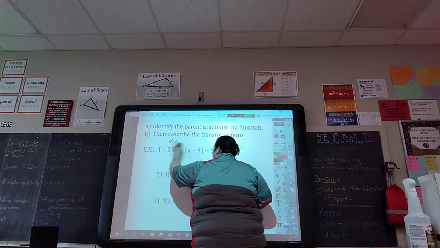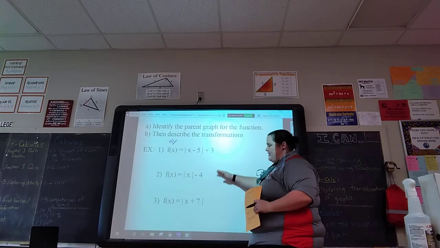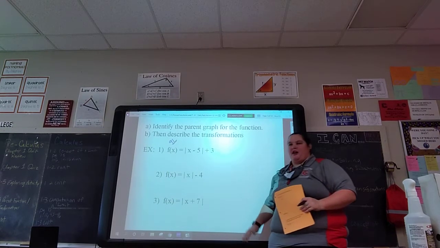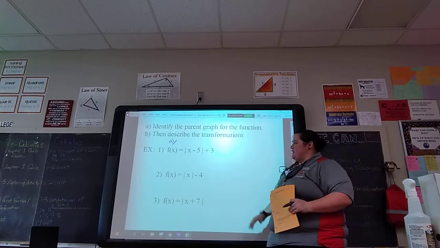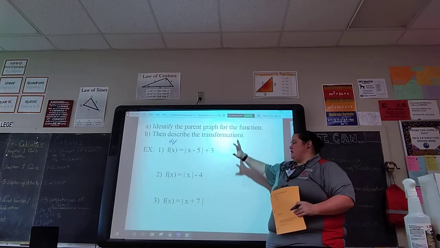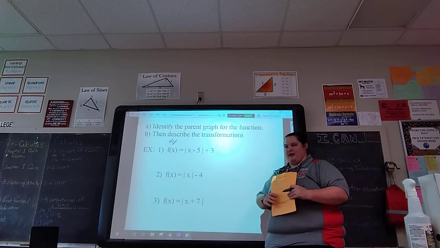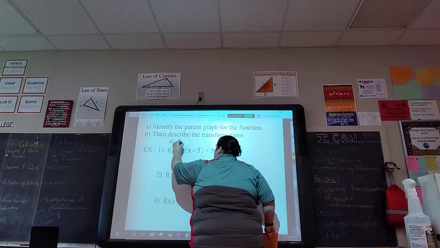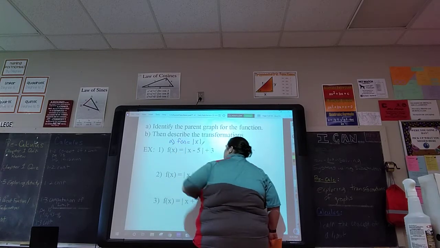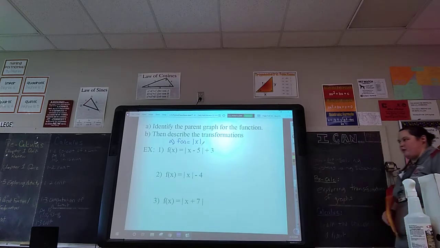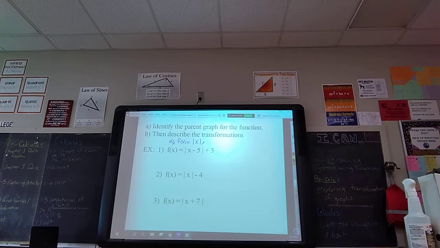And for this particular example, if you notice, they're all based off of the same function. So I'm just going to do part A for all three right now. What type of function is this? When you see those bars like that, it's absolute value. So what's the parent function for absolute value? Okay. So it's just f of x equals absolute value of x. So there's my parent function. And like I said, usually I have you do it for each individual example, but if you notice, each one of these is the same parent function, so I'm just identifying the parent function for all three right now. Okay? Does that make sense?